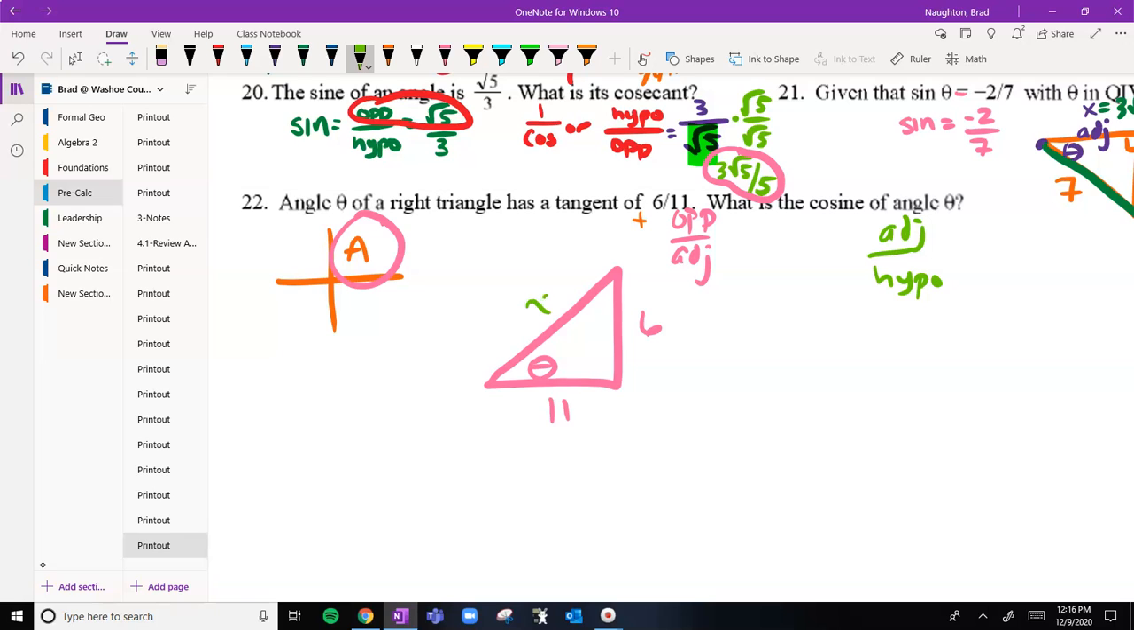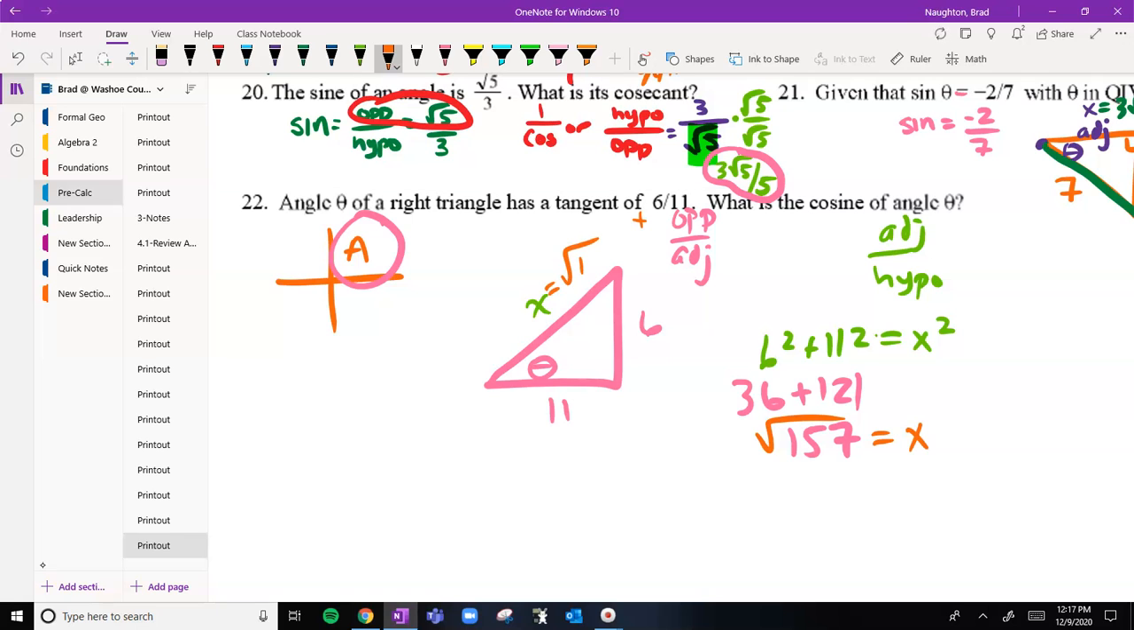So I need to find what that side is right there. So once again, we'll use Pythag. So 6 squared plus 11 squared is equal to x squared. So 36 plus 121 is going to be 157. And then we'll take the square root of 157, and that's going to be x. And that really doesn't break down, so we're just going to call that the square root of 157.